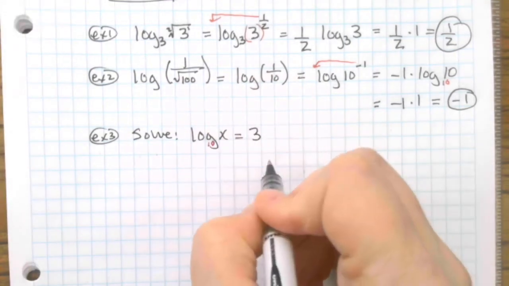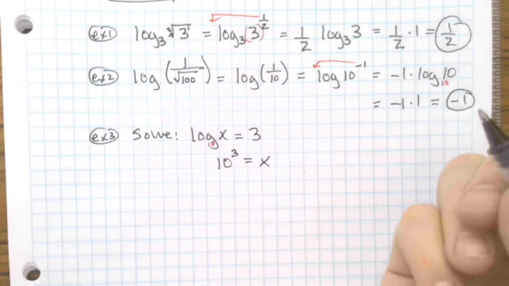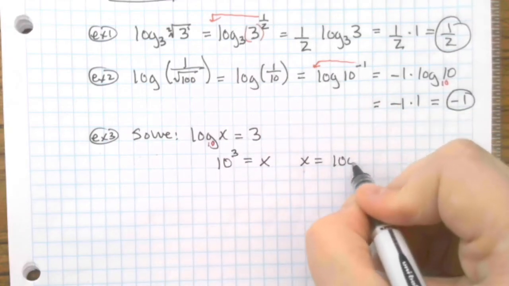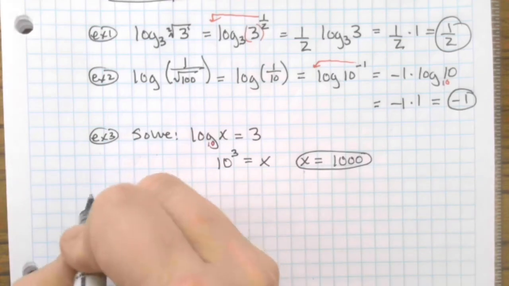So to solve this, I'm going to flip to exponential form. This is 10 to the power of 3 equals x. And 10 times 10 times 10 is 1,000. So log to exponent, exponent to solution. Let's do another one.